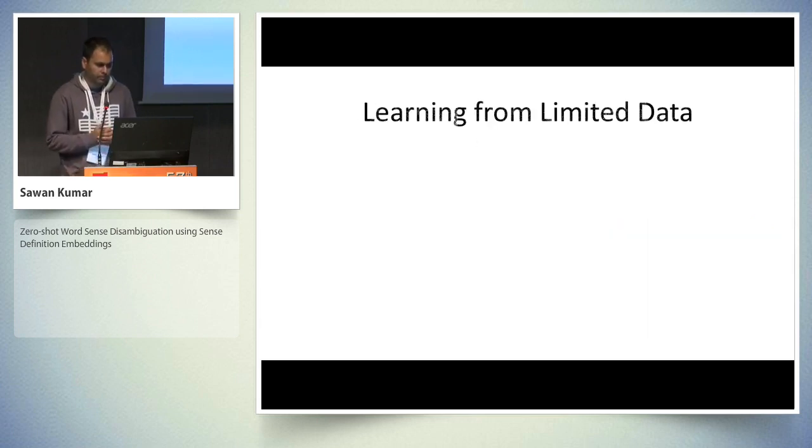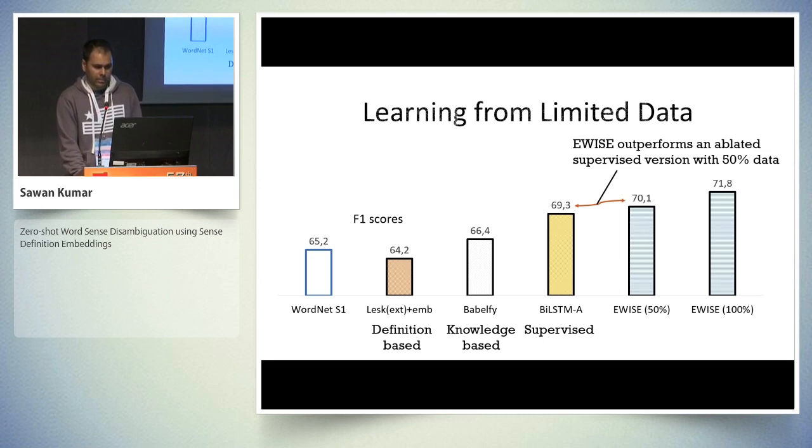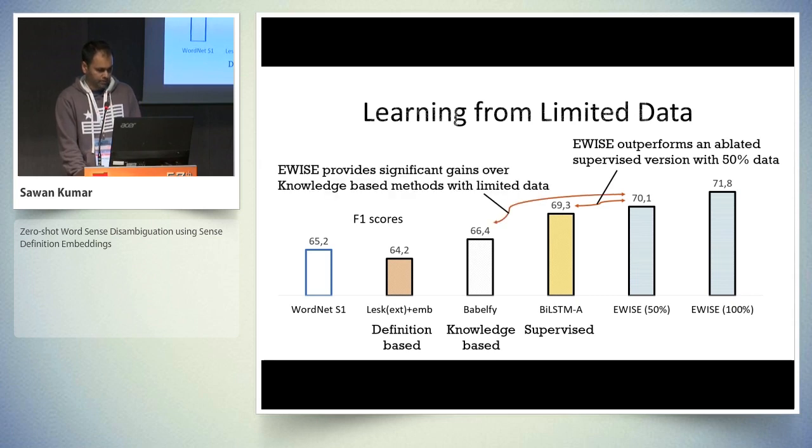Next up, we ask the question, can our method learn from limited data? So we essentially run our model with 50% training data and compare with the existing approaches. So when we compare with the ablated supervised version in ByLSTMA, we find that even with 50% data, EWISE is able to outperform the supervised version. And also, if we compare with the knowledge-based approaches, this shows that with limited data, we are able to improve upon knowledge-based approaches while using the same resources.